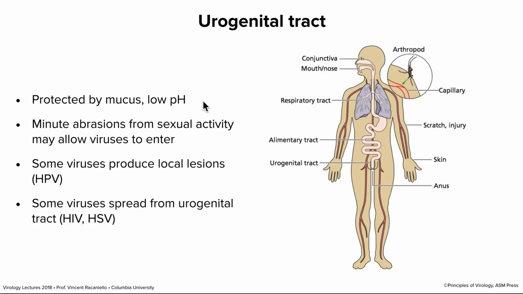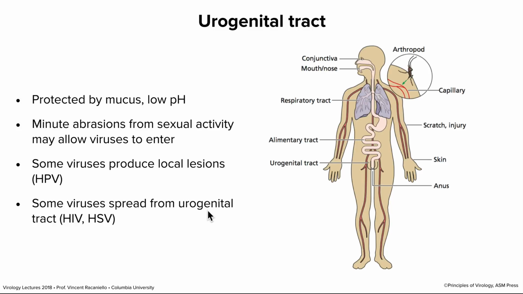It has its own protections in the form of mucus and low pH, but abrasions caused by sexual activity can allow viruses to enter the urogenital tract. Sometimes these viruses replicate locally. An example are the human papillomaviruses. A papilloma is a wart. There are many different kinds of warts that we can get caused by different papillomaviruses. We can find them on our hands, on our feet, on different parts of our body. There are genital and anogenital warts caused by papillomaviruses, and these can also cause cancer. That's why we have a vaccine against HPVs, certain HPVs.